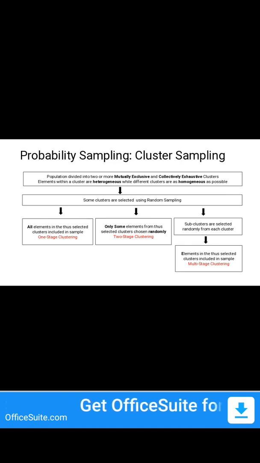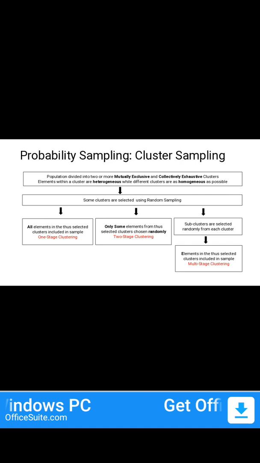If I want to conduct a three-stage clustering, what will I do? In the three states that I have picked up randomly, I will select five districts in each of these three states. This will be a total of 15 districts spread across three different states, and this will be a three-stage clustering. If I include all the elements in these 15 districts, this would be three-stage clustering.